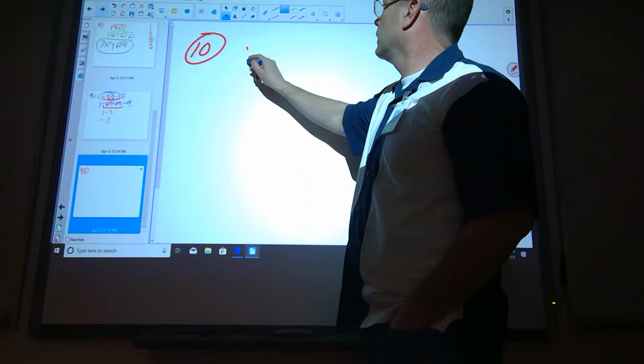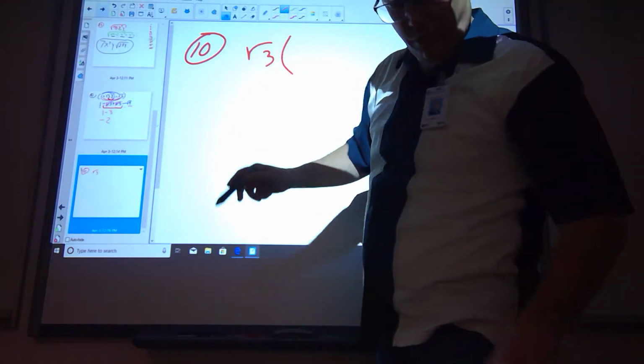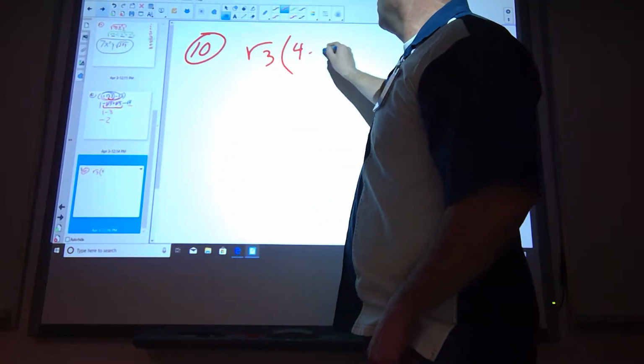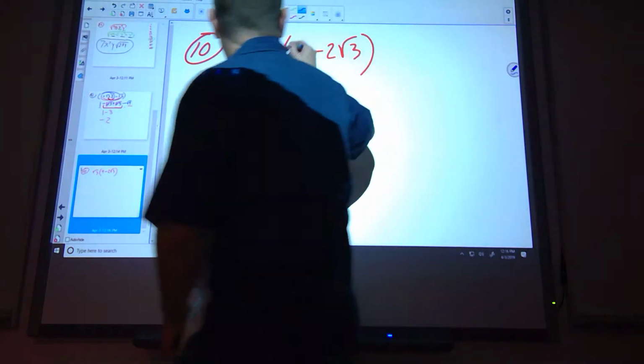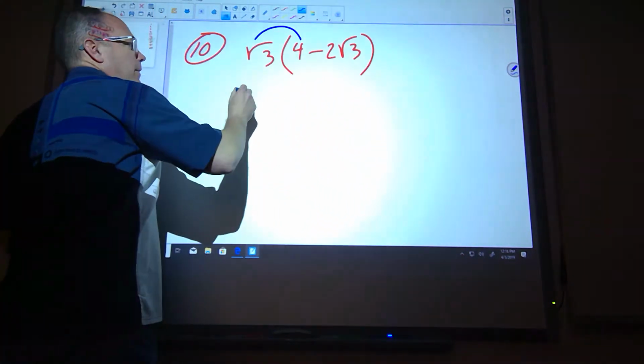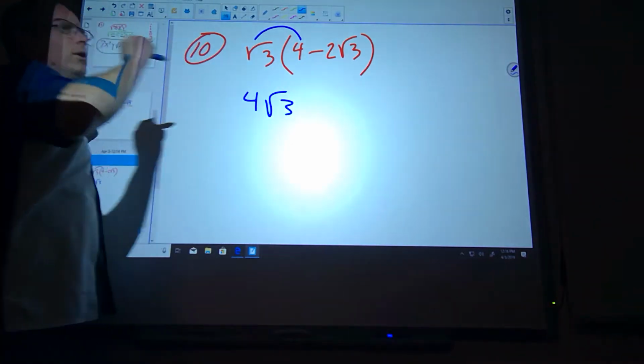Root 3. And then 4 minus 2 root 3. Alright, so we're just going to distribute. So if I multiply that times that, it means I get 4 root 3. Is that okay so far?